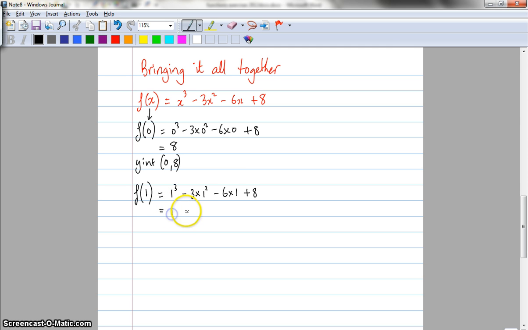And 1 cubed is 1, minus 3, minus 6, plus 8. As you can see, 1 plus 8 is 9, minus 3, minus 6 is 0. So, therefore, x minus 1 is a factor, which is exactly what I wanted. And now I can do my long division.